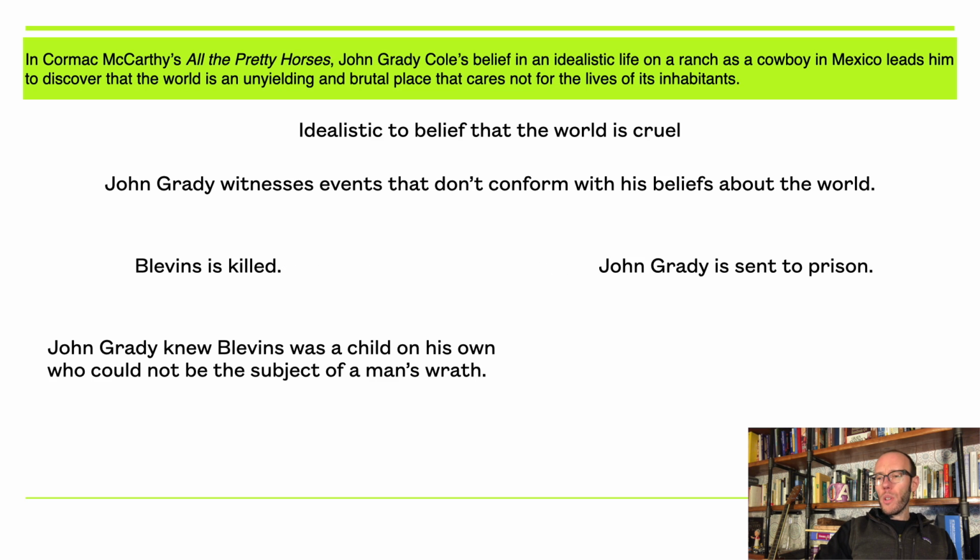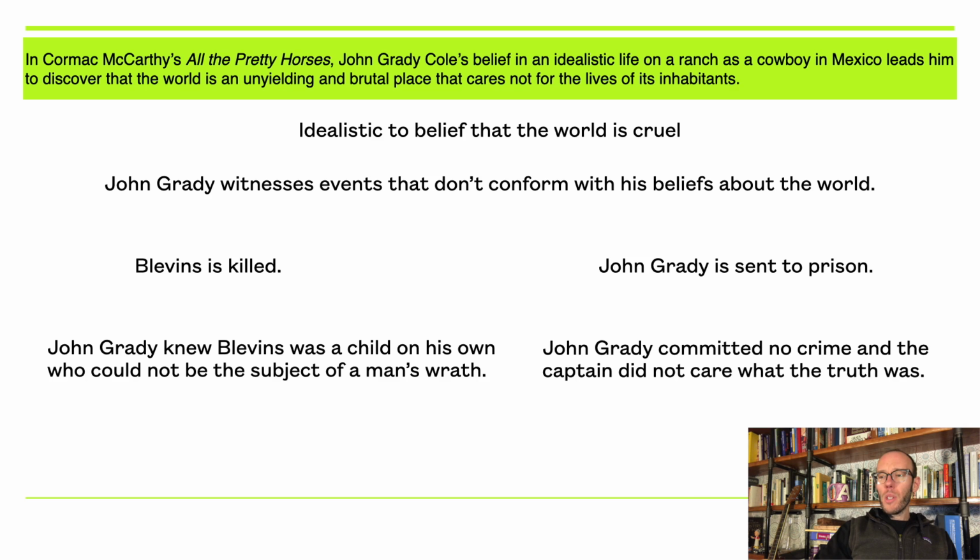Second, John Grady is sent to prison. Okay, this is a fact as well. How does this evidence connect to this topic sentence? That John Grady committed no crime, and the captain did not care what the truth was. John Grady himself cares a whole lot about the truth. This is one of the things that matters most to him, and he is confused with what he sees.